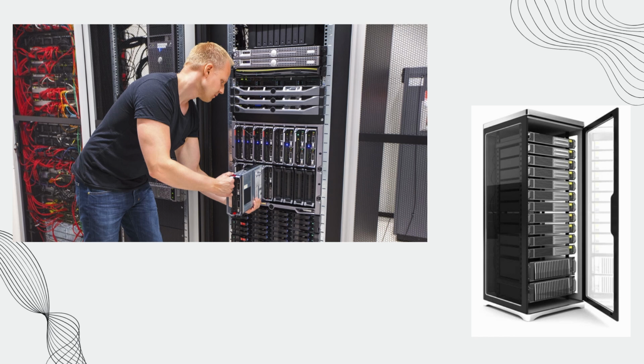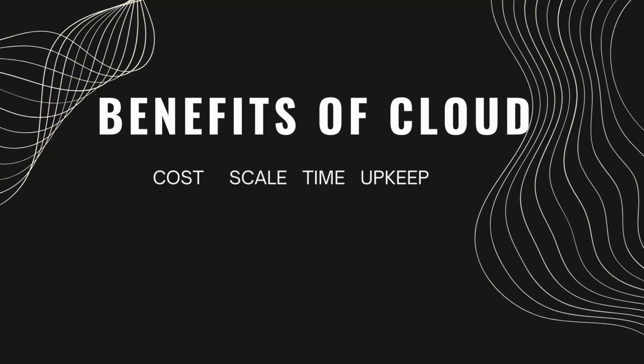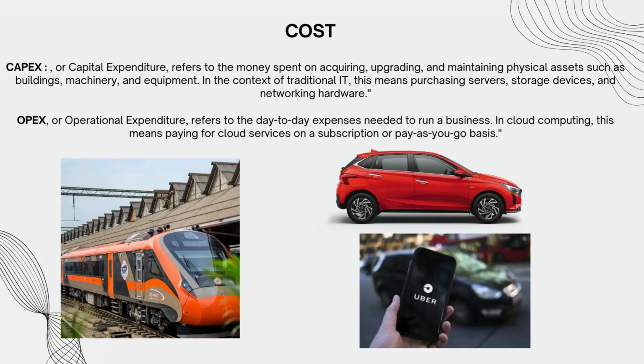Now that we know what cloud computing is, let's look at its benefits: cost, scalability, time, and upkeep. There are two types of expenditures: CAPEX and OPEX. CAPEX or capital expenditure refers to the money spent on acquiring, upgrading, and maintaining physical assets such as building, machinery, and equipment. In the context of traditional IT, this means purchasing servers, storage devices, and networking hardware.